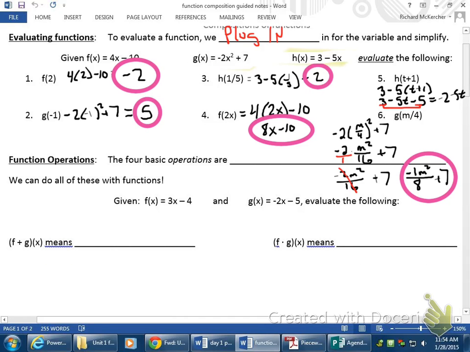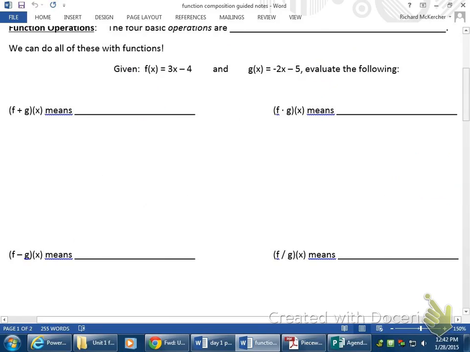Now we're going to talk about the operations of functions. Okay, our 4 basic operations. These are the operations that we use every day. The first operations we ever learned, of course, are going to be add, subtract, multiply, and divide. And I didn't write those down for you. I apologize. But it's add, subtract, multiply, and divide.